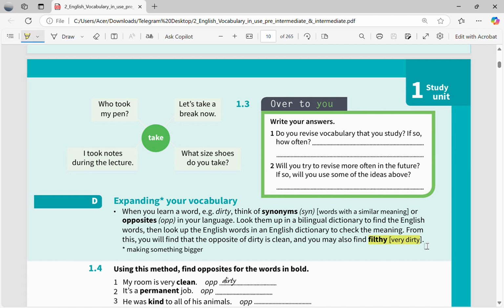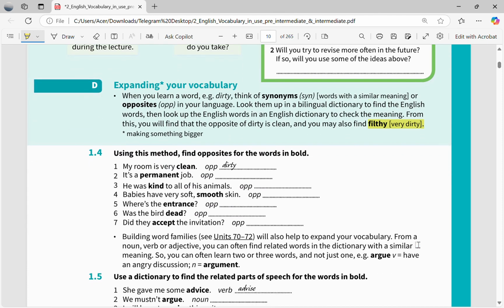Filthy means very dirty. Okay, new word for today. Filthy, F-I-L-T-H-Y. Filthy means very dirty. My room is very clean. Using this method, find opposites to words in bold.